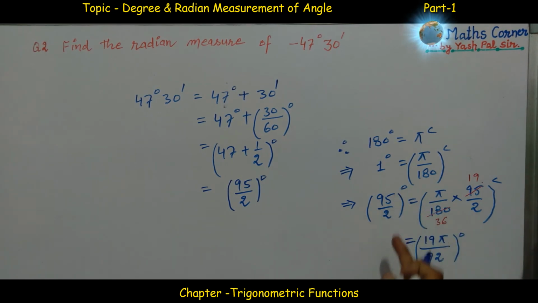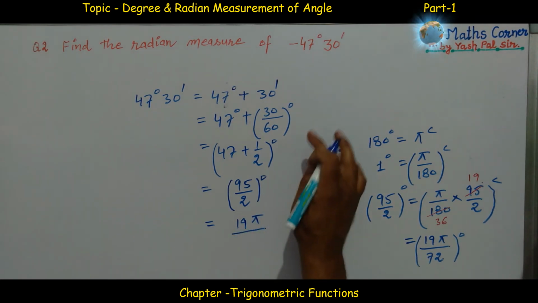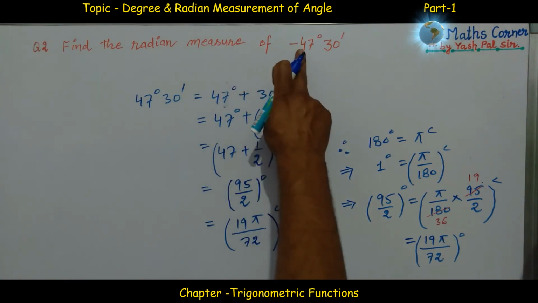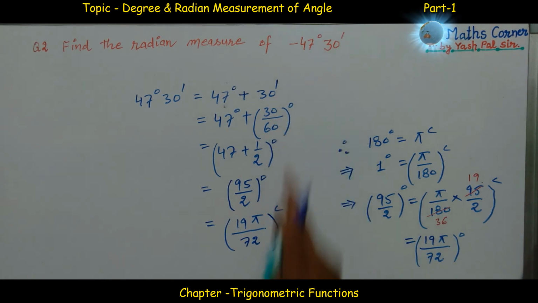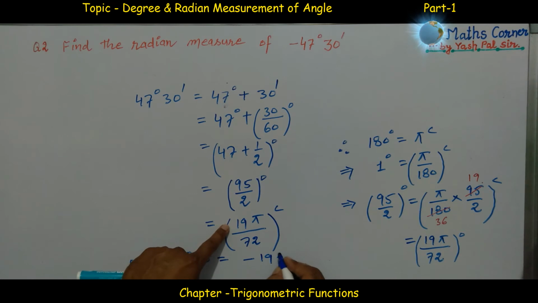So what we can say, this is equal to 19 pi divided by 72 radian. But the question is, find the radian measure of minus 47 degree 30 minute. So therefore our answer is minus 47 degree 30 minute is equal to minus 19 pi divided by 72 radian.